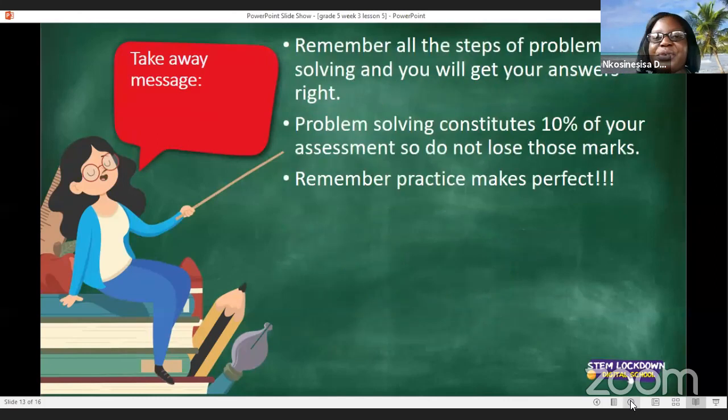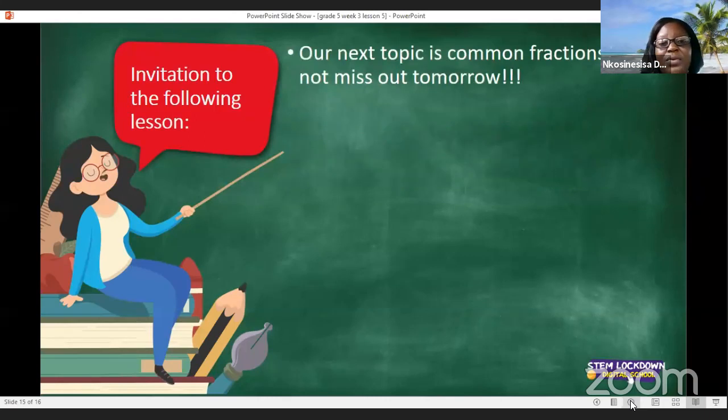Okay, so now remember all the steps of problem solving, and you always get your answers right. Problem solving constitutes 10% of your assessment, so please do not lose those marks. Remember, practice makes perfect, so you need to practice problem solving. If you go through those 6 steps, you're not going to get things wrong.